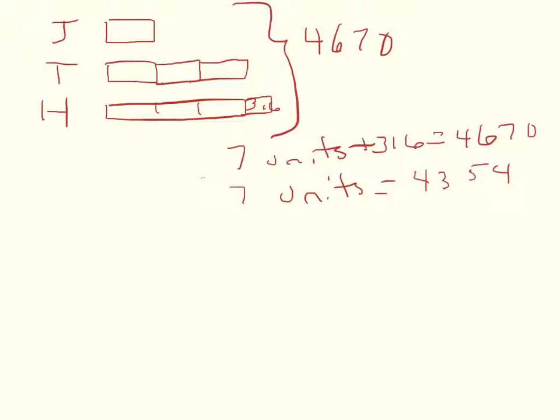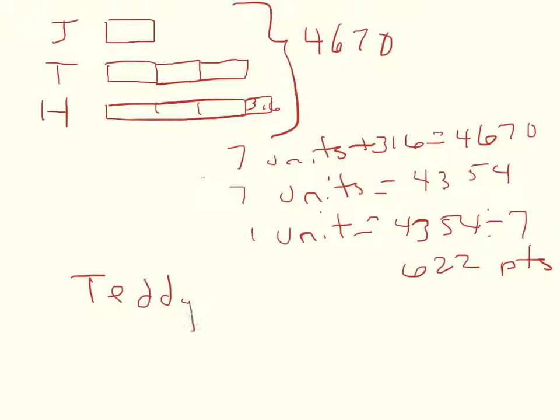Then what I want to think about is, well, if I know the price of 7 units, then 1 unit is going to equal 4354 divided by 7, and I end up with 622 points. So I now know each rectangle stands for 622 points. The question is, how many points did Teddy score? So Teddy is worth 3 rectangles, so he is 3 times 622, which ends up being 1,866 points. And that's the answer to the problem.